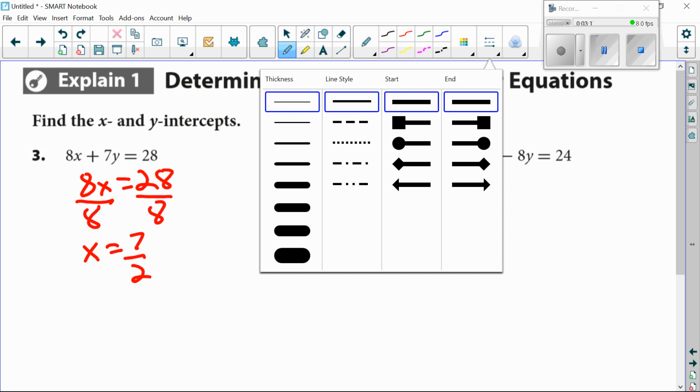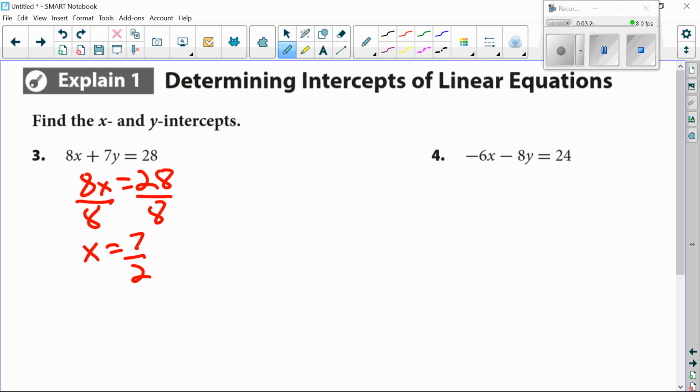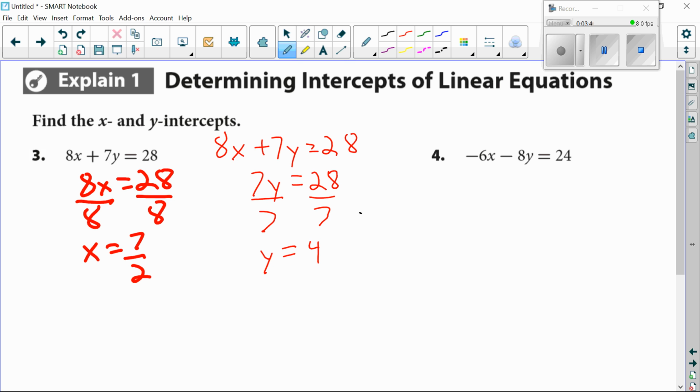So we can make this skinnier. All right, now I'm going to do the same thing with another problem. If it helps, I'm going to write it again here: 8x plus 7y is equal to 28. And this time, cover up the x. That's going to leave just 7y is equal to 28. Divide by 7, and y is equal to 4. So now we have the x-intercept and the y-intercept.